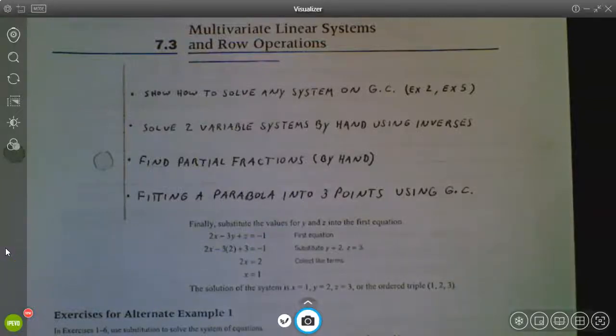All right, guys, here we go. Crossing over the halfway mark here in chapter 7. So getting into 7.3, here's the 4 items on the agenda for this lesson.